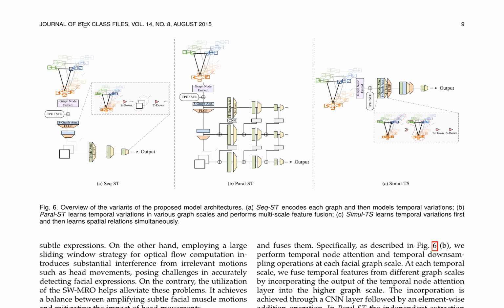The proposed model, SpotFormer, is a multi-scale spatio-temporal architecture designed for facial expression spotting. The model's effectiveness is validated through a comprehensive comparison of multiple model architectures, including Seq-ST, Parallel-ST, and Simul-TS. These variants differ in their approach to learning spatio-temporal features, with Seq-ST learning spatial features first, followed by temporal features, Parallel-ST parallelizing temporal learning across different spatial scales, and Simul-TS prioritizing temporal node attention first.